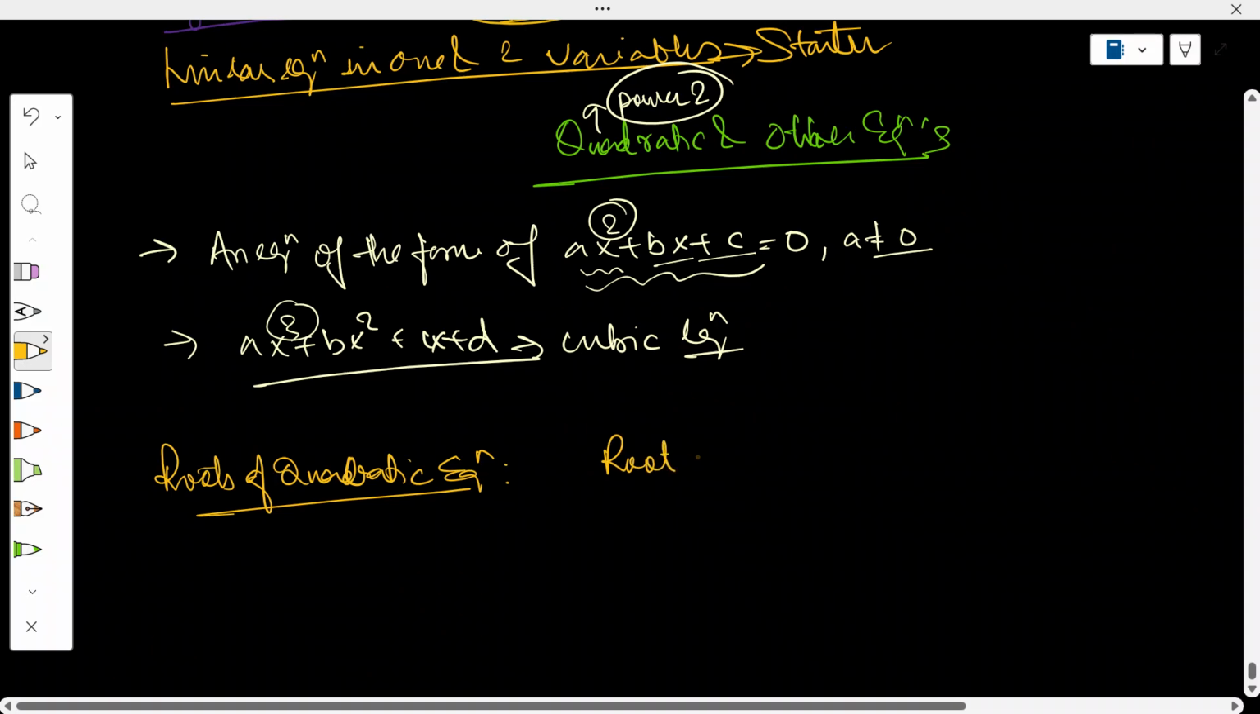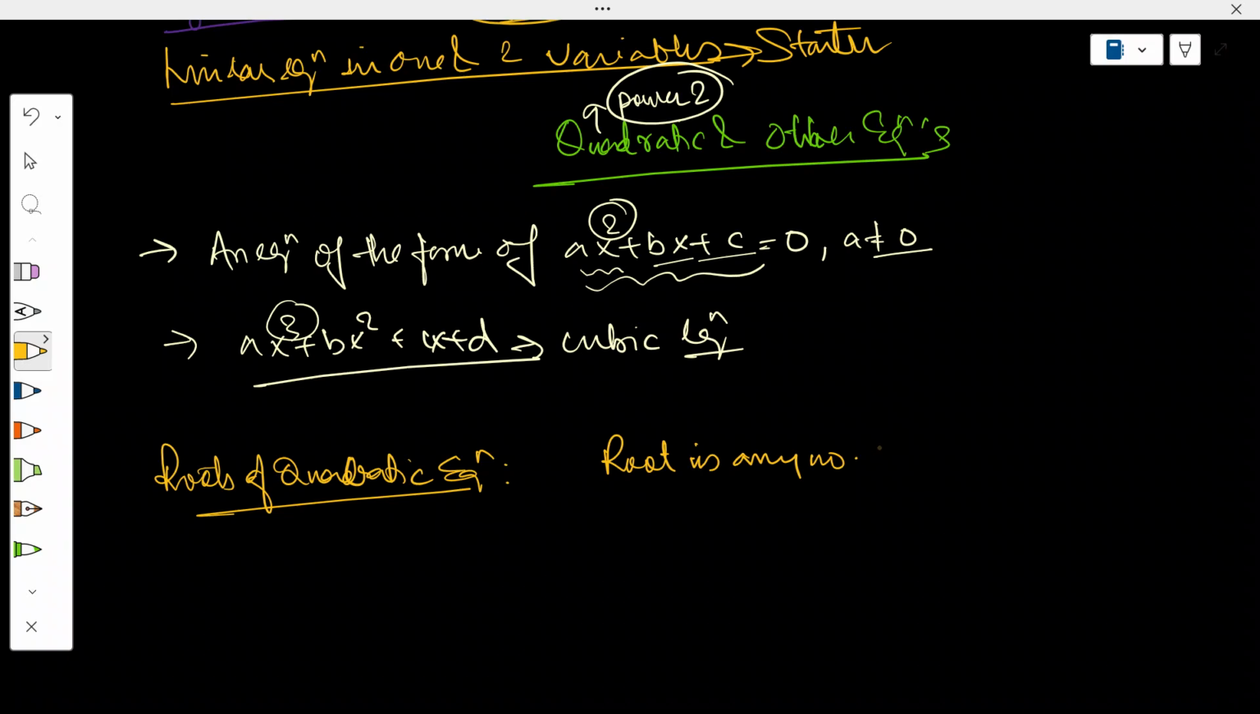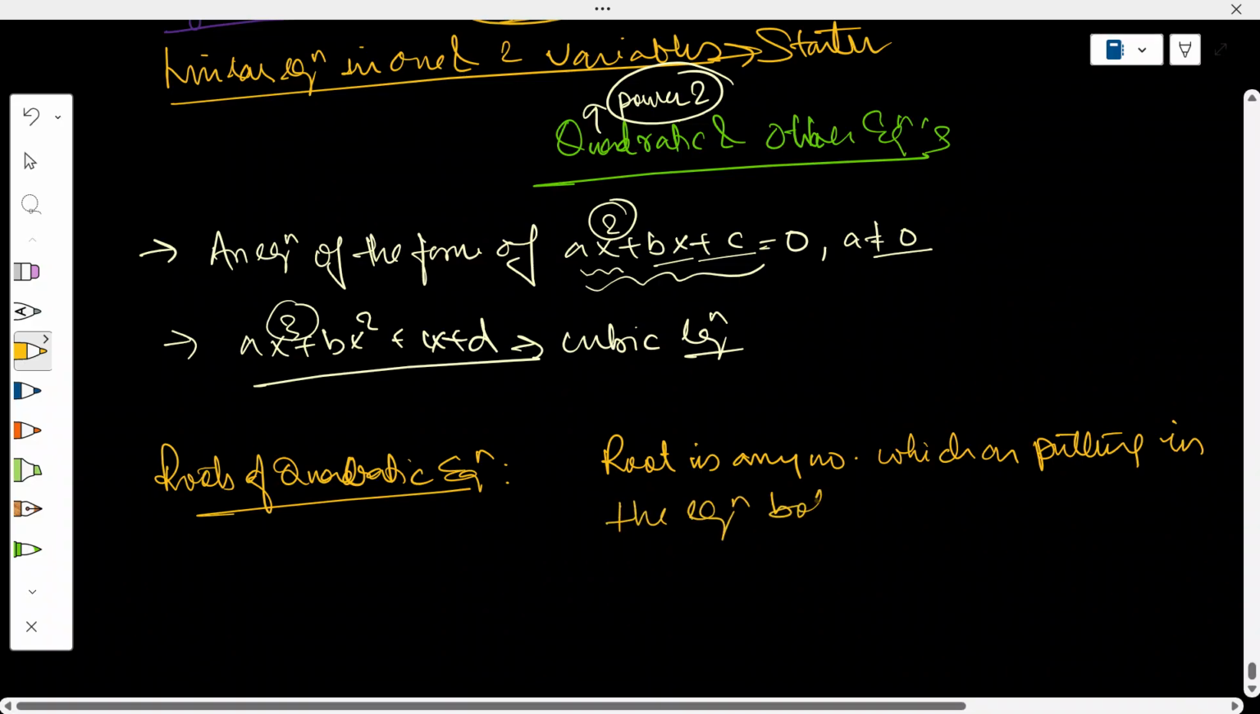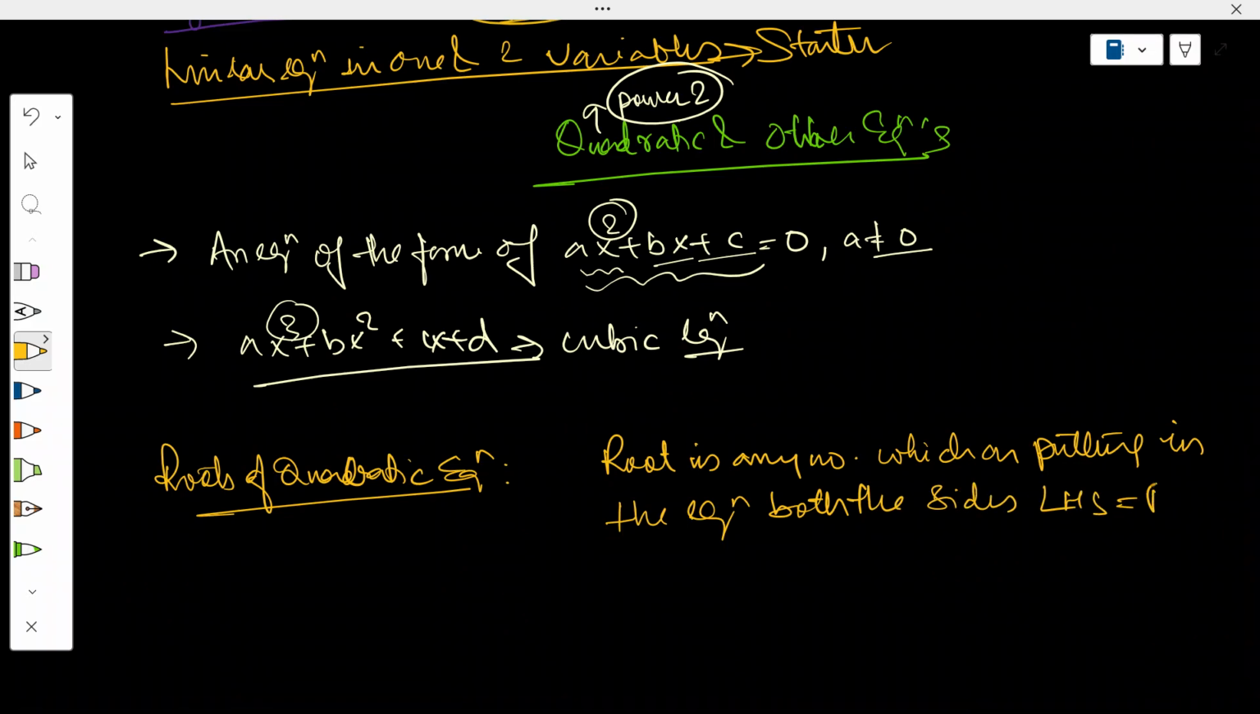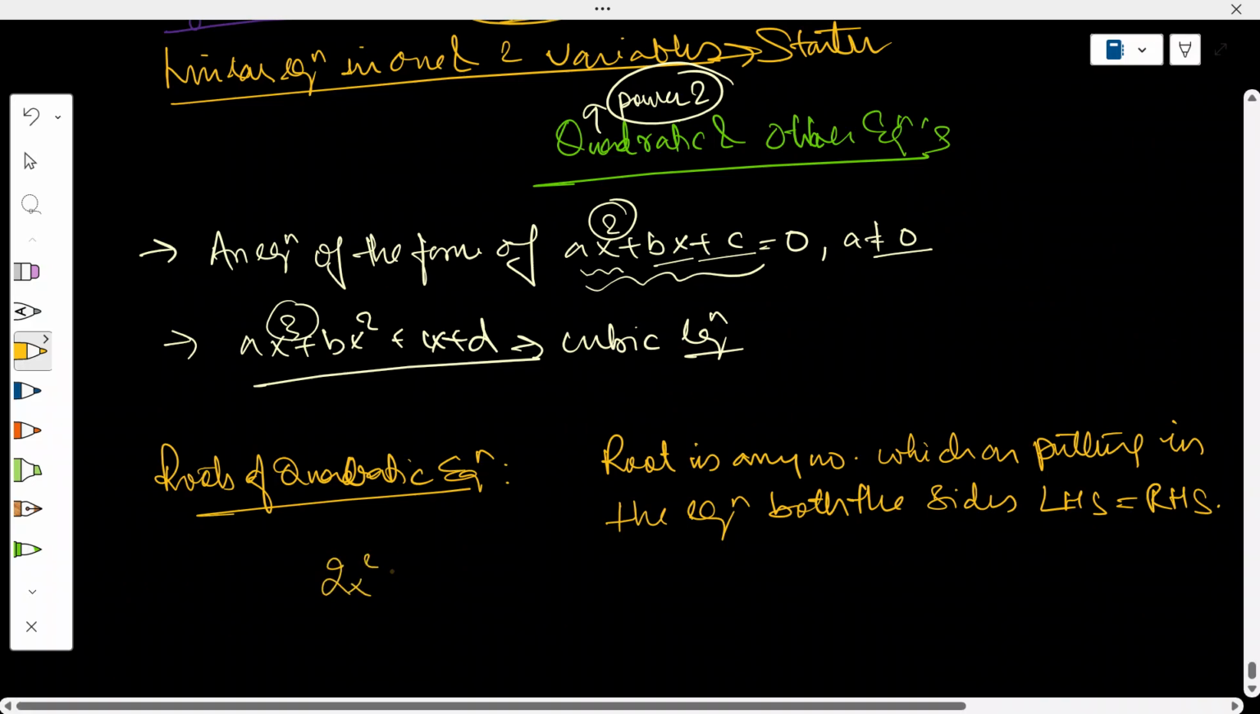A root is any number which, on putting in the equation, makes both sides, LHS equal to RHS. Suppose I have an equation like 2x square plus 5x minus 4 equals 0.